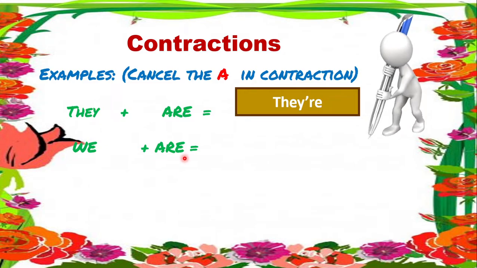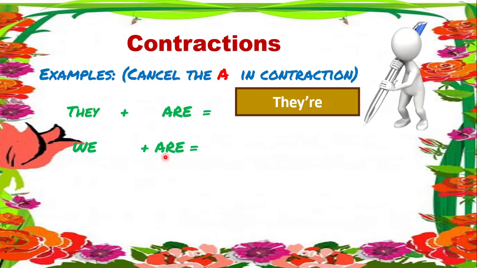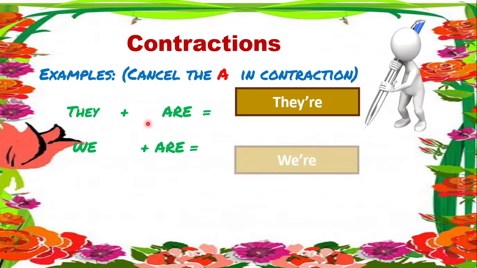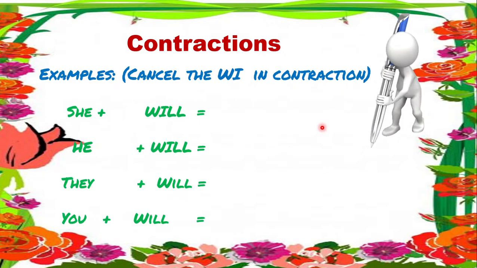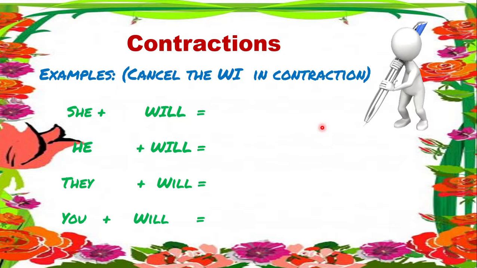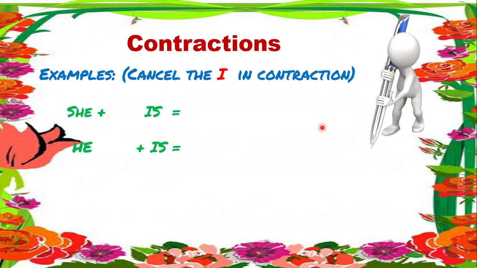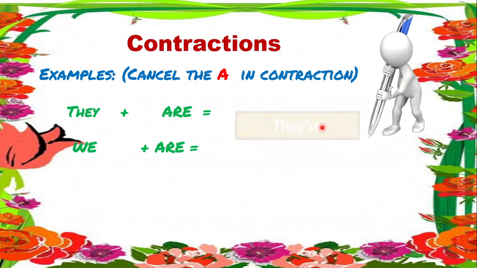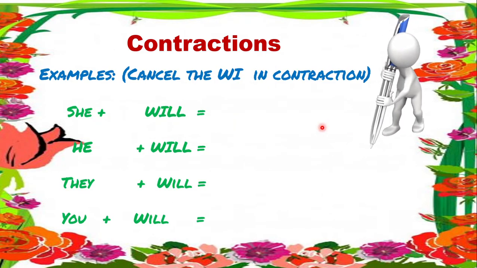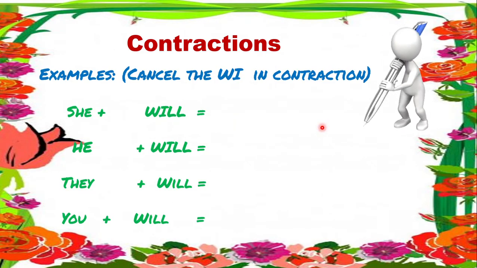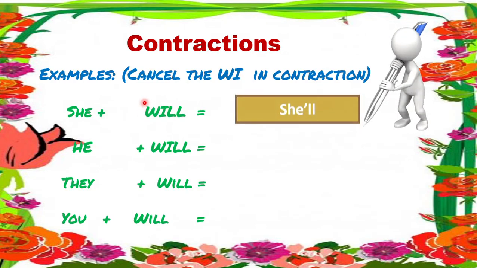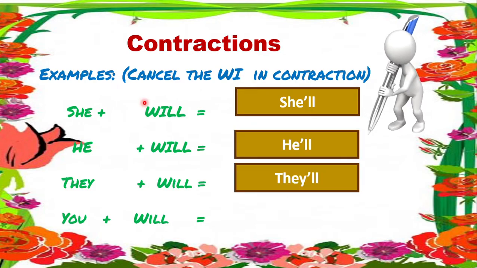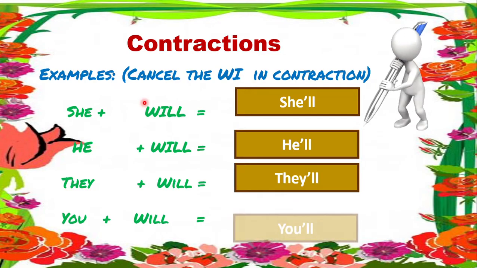We are. What do we cancel? A. We're. Shortened to one word. Okay, so we did this example. You can do it as a review. She'll. Remove W-I. She'll. Remove W-I. He'll. They'll. You'll.